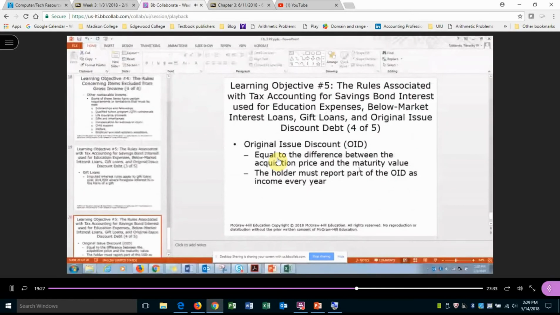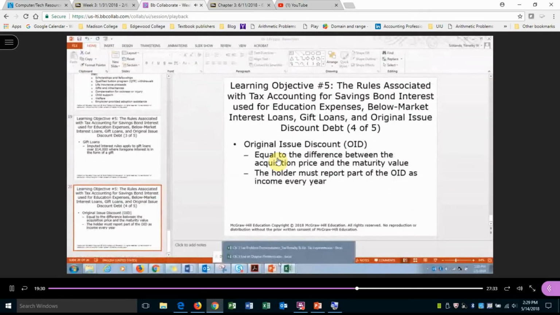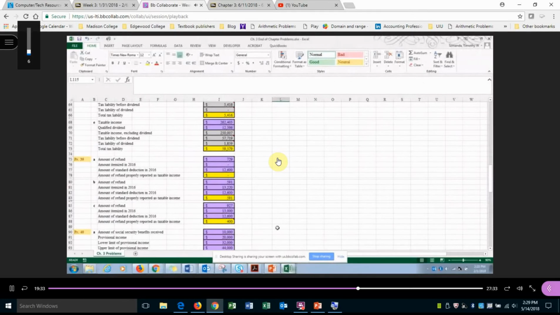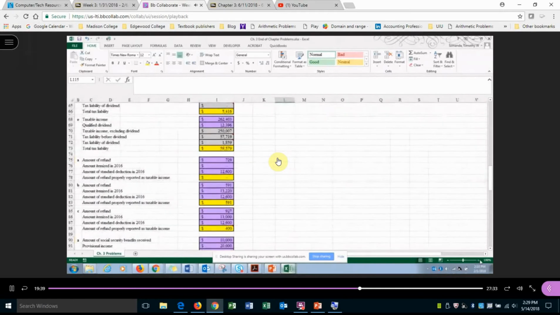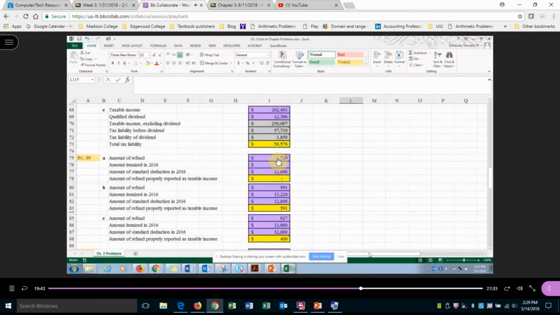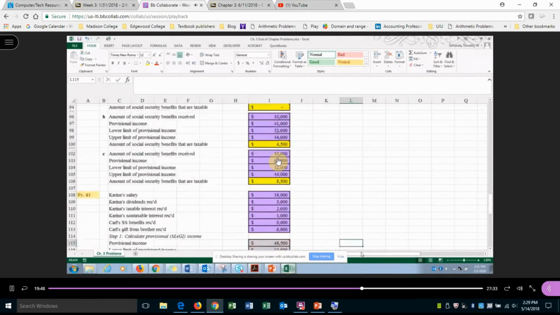Okay, the other thing I wanted to run through is a problem that I think incorporates critical thinking skills with some of the concepts of Social Security taxation issues. So let me just bring up number 42 at the end of the chapter on page 3-37.